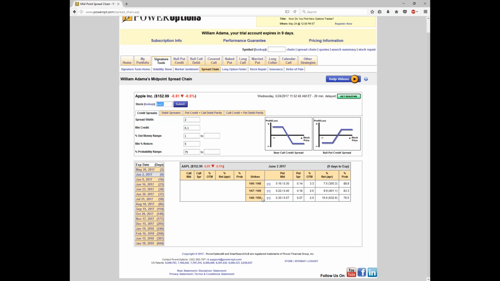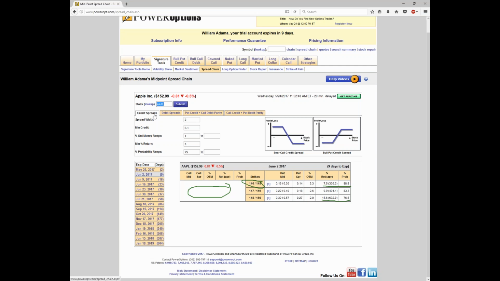We've got the 150, 148 for next week's expiration, higher return of 15%, but of course, it's got the lower probability at 76.5. That's our trade-off. We know we have the return of 7.5% with a probability of 88.8, sticking with that 148, 146. Interestingly enough, no bear calls come up which match that criteria. But I've already decided I was bullish on this position.